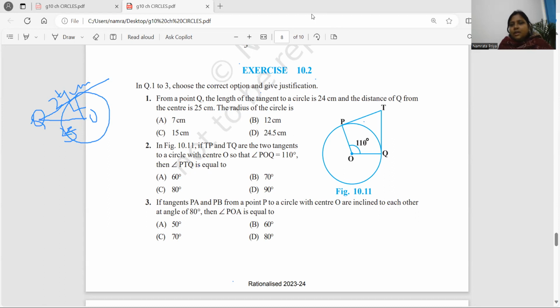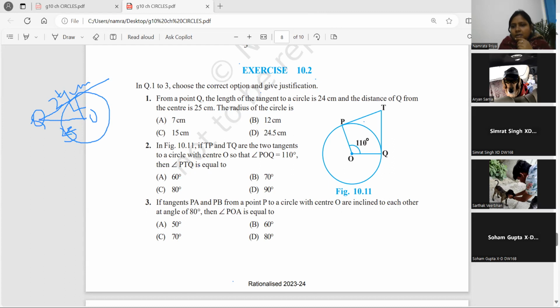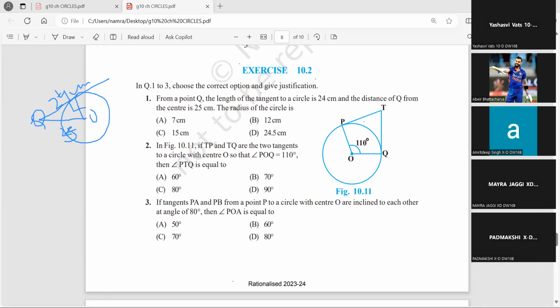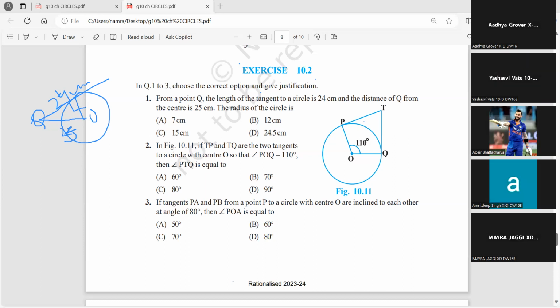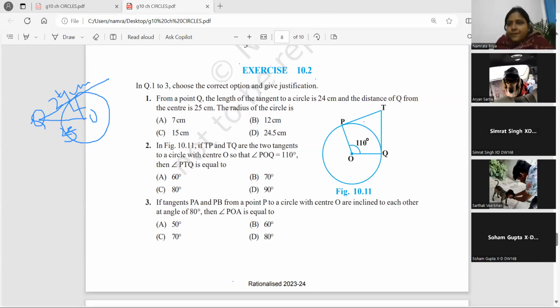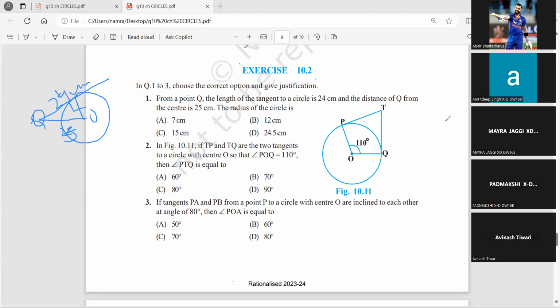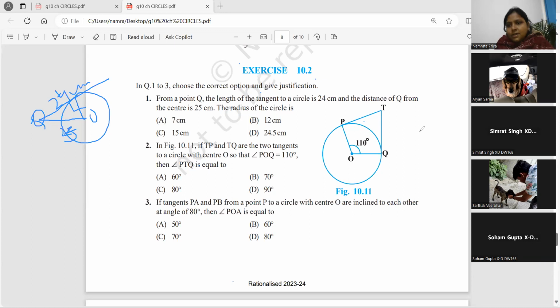Now, anybody having any doubt in question number 1? Raise hand. None? Okay. Do teachers allow you all to keep the cameras off? Yes? Or am I allowing you to keep the cameras off? Alright.